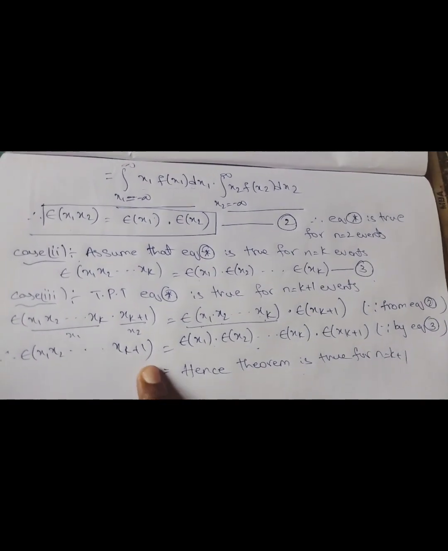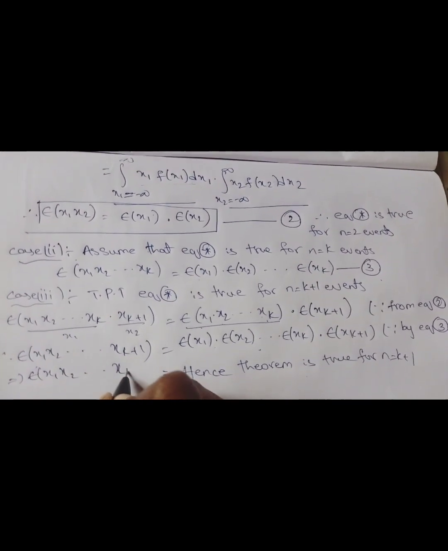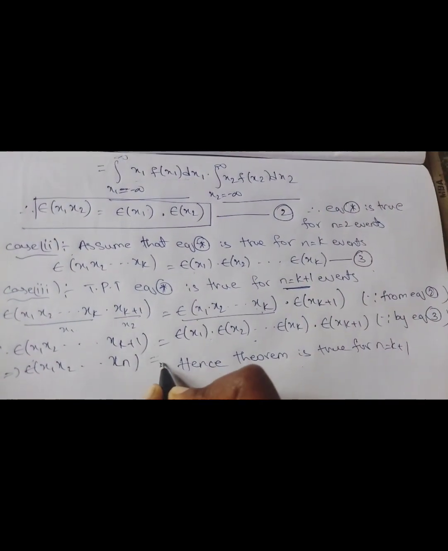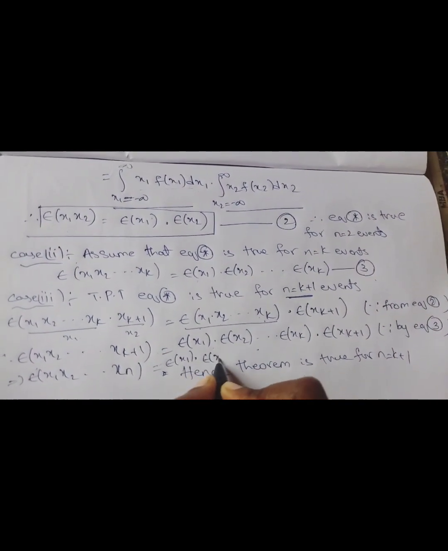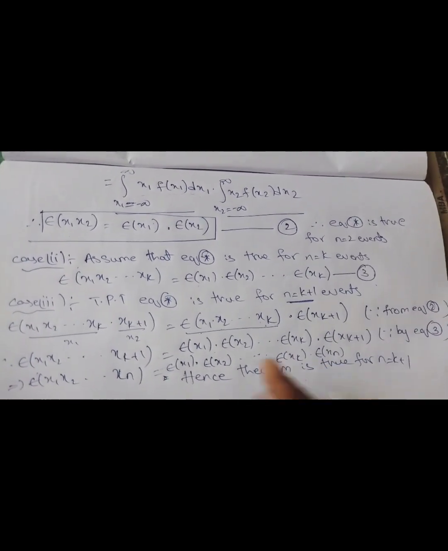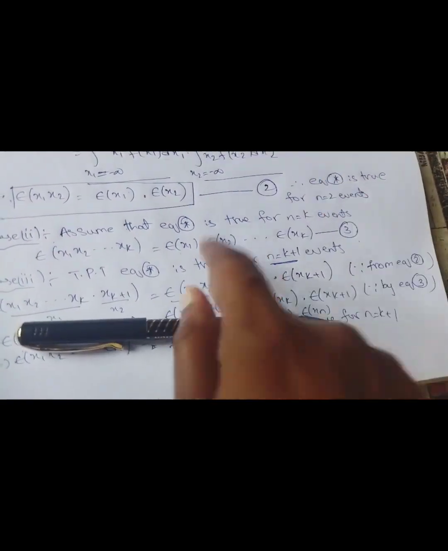If you want n directly, you can replace it with n also, because we have taken n equal to k plus 1. So expectation of x1, x2, so on xn equals expectation of x1 into expectation of x2, so on expectation of xk into expectation of xn. So this is our theorem, multiplication theorem for n events in terms of expectation.